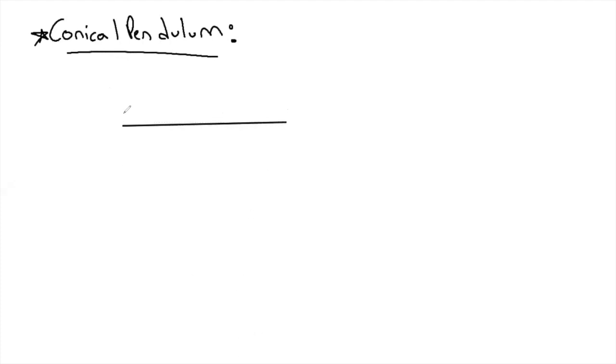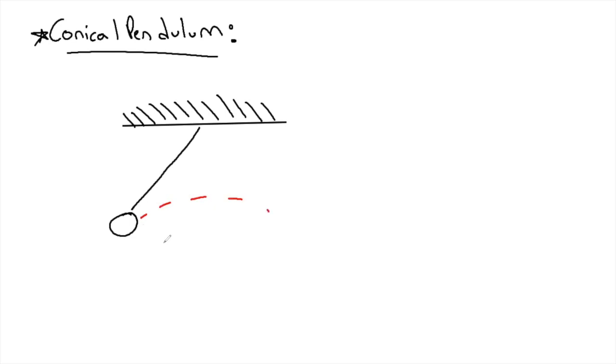Okay, so as I said, that conical pendulum looks something like a normal pendulum, but it doesn't act that way. It rotates like this. And this is the example of horizontal circular motion. And this was our normal line.